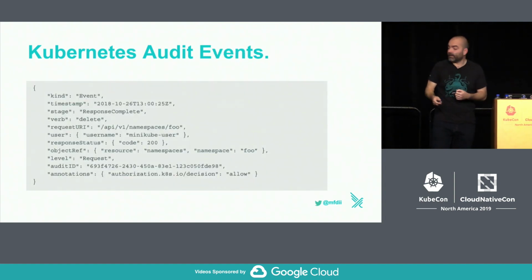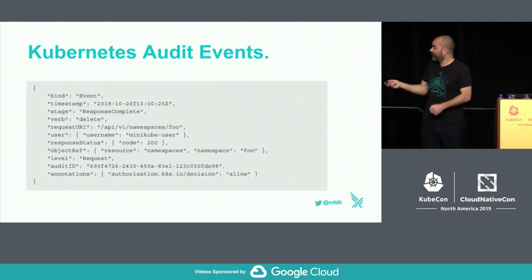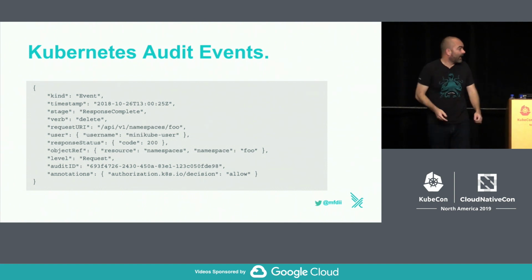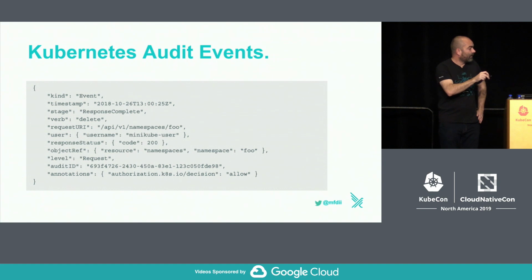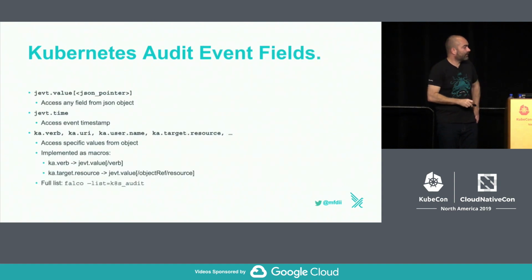So here's what an audit event looks like. In this audit event, you can see that the response was complete. The Minikube user deleted the namespace foo. We get an ID for that as well, and we can see that the authorization service allowed this request. So we extended the Falco language to include all of these different values.